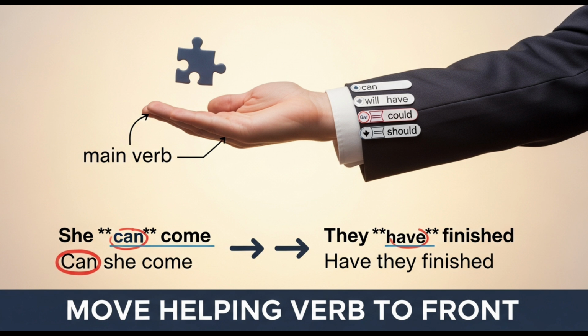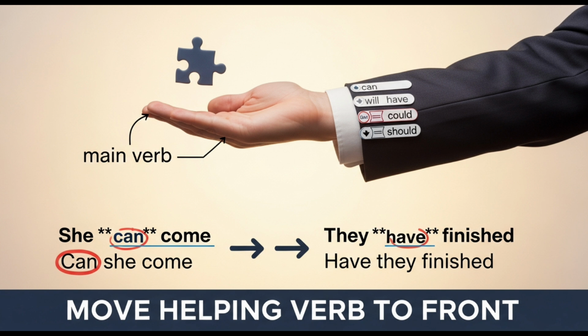So helping verb, main verb. Because there's a helping verb, we're calling this type 2. With helping verbs, you switch the position of the helping verb. So "she can come here" becomes "Can she come here?"